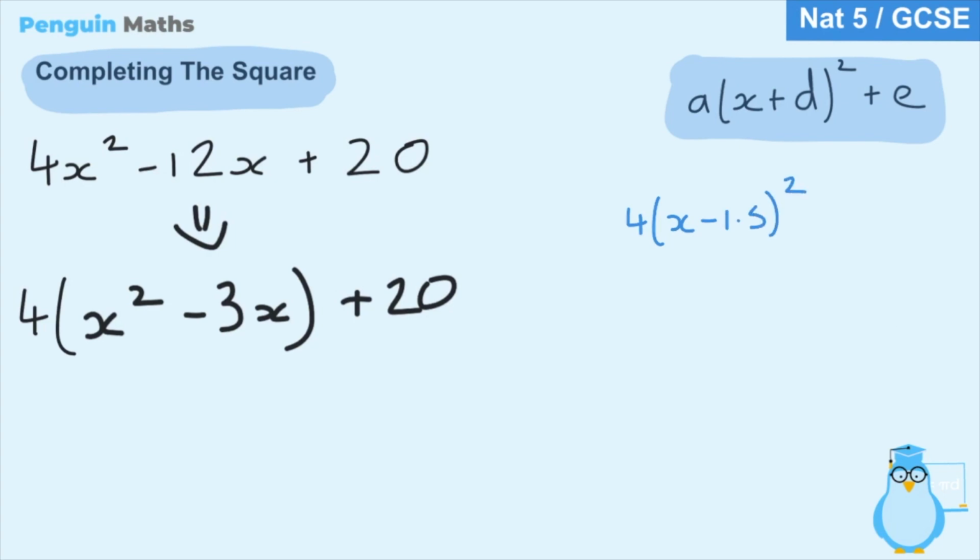Now the final part, step 3, what we have to do is figure out what this e value is going to be equal to. And the way we do that is by balancing out the expressions, or in other words, finding out what the constant is in this term here when we multiply it out, and adjusting it so that it's equal to 20. So let's multiply this out here. We're going to have 4, and x minus 1.5 all squared is the same as x minus 1.5 times x minus 1.5. That's going to be equal to x squared.